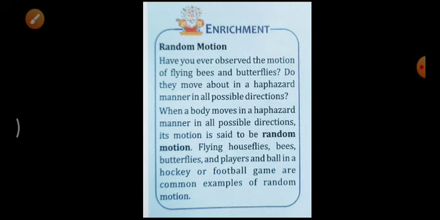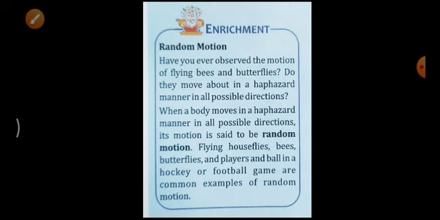Have you ever observed the motion of flying bees and butterflies? Do they move about in a haphazard manner in all possible directions? When a body moves in a haphazard manner in all possible directions, its motion is said to be random motion. Yes, they are not moving along a straight line or around a fixed path, or along a fixed line. They are not moving like that. They are moving haphazardly.